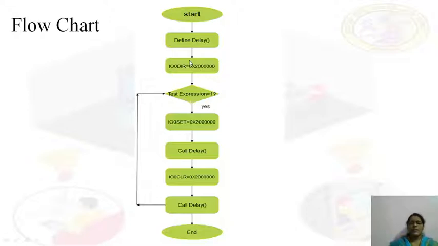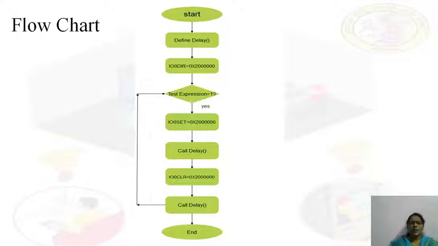Then inside the main function, set IO0DIR equal to 20, that is, each of these registers is 32-bit in size. Now we are connecting the buzzer to pin number P0.29. So the 29th pin must be high, so the value is 2, that is 0010.